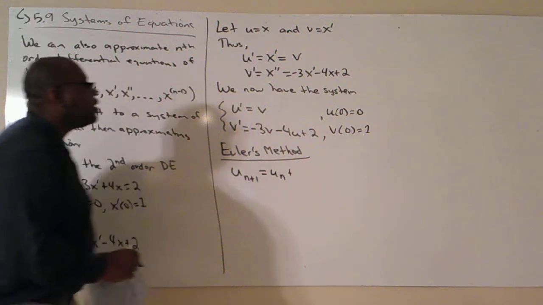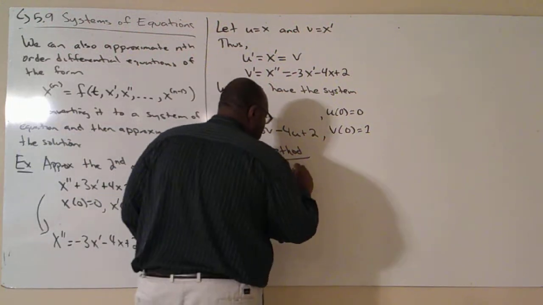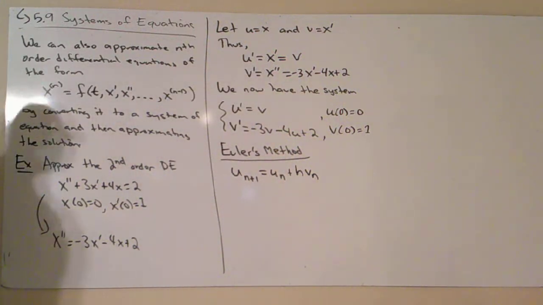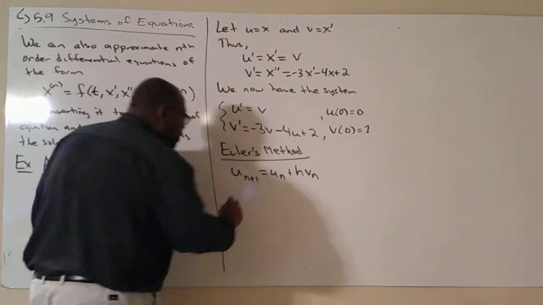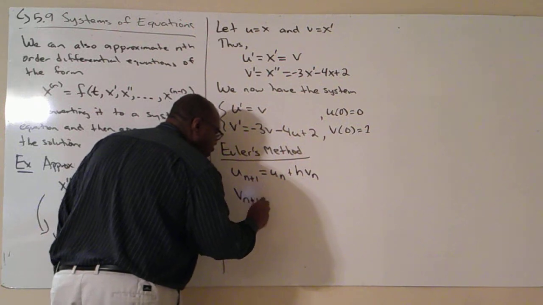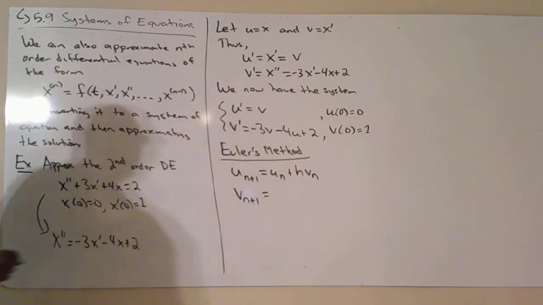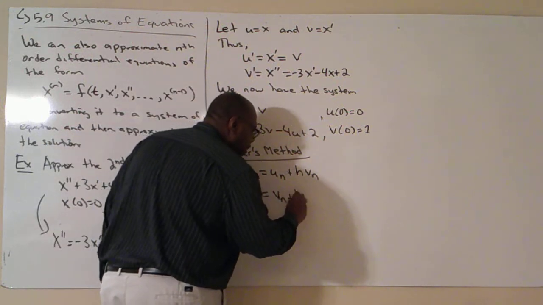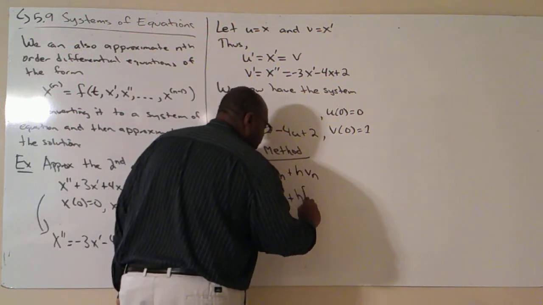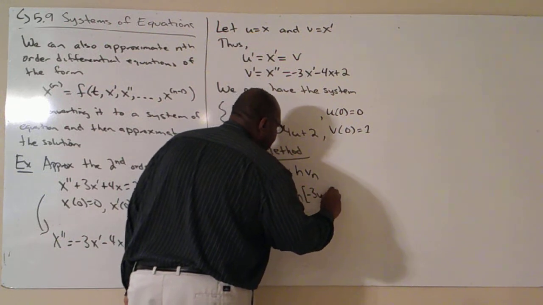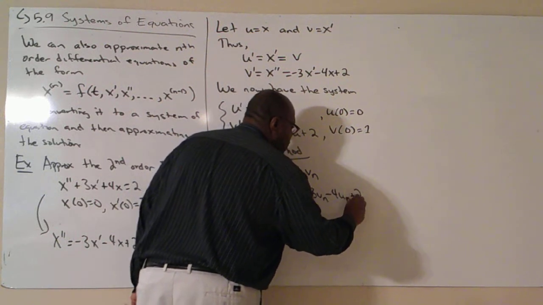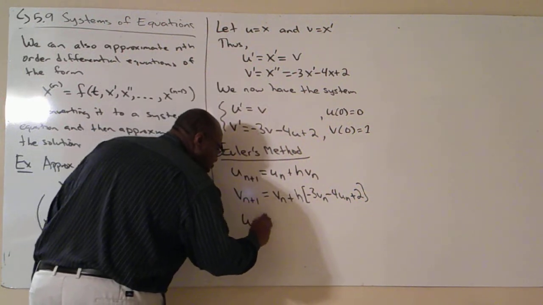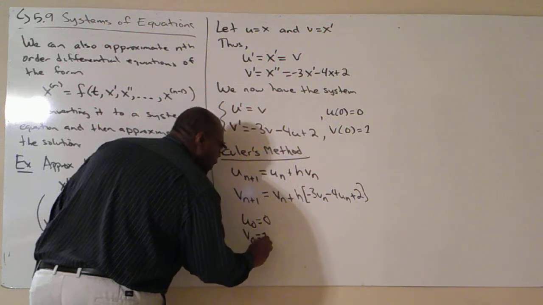plus, in this case, h times v sub n. And then v sub n plus 1, which is our first derivative of x, is going to be equal to v sub n plus h times the quantity, negative 3 v sub n minus 4 u sub n plus 2, where we have u sub 0 is equal to 0, v sub 0 is equal to 1.